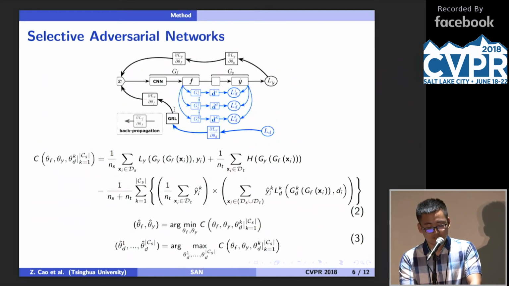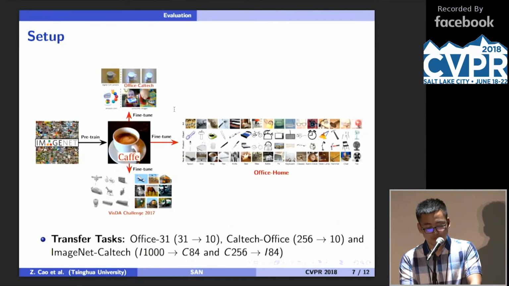It is composed of a classification loss consisting of a cross-entropy loss and an entropy minimization loss on the target data, and the multiple adversarial loss with two weighting mechanisms. This is the setup of our work. We perform experiments on 3 datasets.